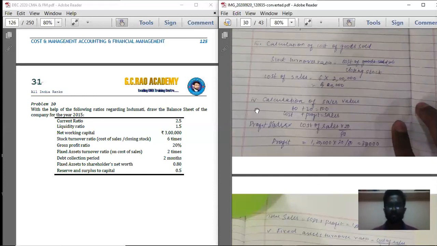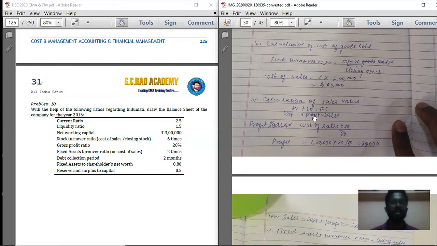And point number 4, calculation of sales value. They have given gross profit is 20% and cost of sales is 12 lakhs. So 20% is the gross profit. Then how much is the cost? 80%, with sales value 100. So cost plus profit is equal to sales.